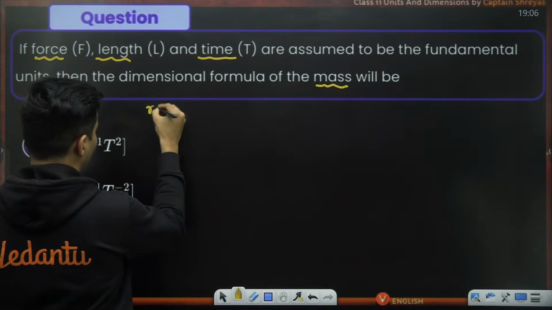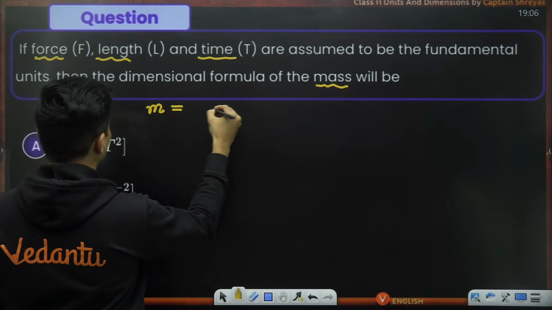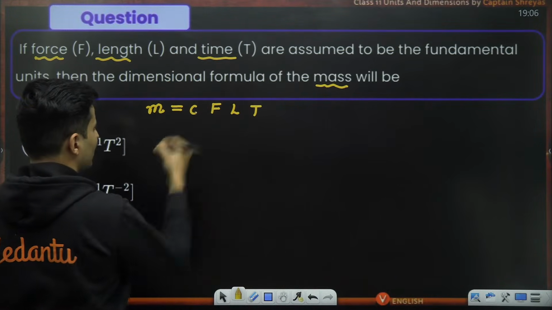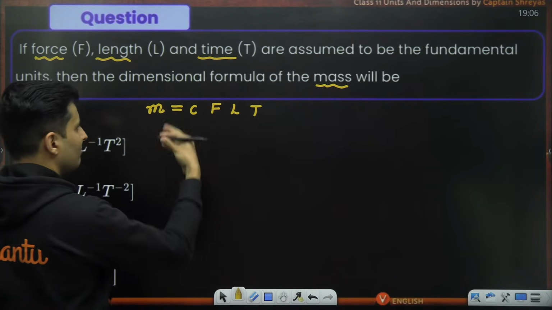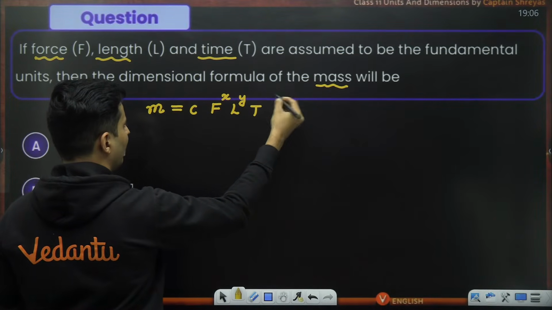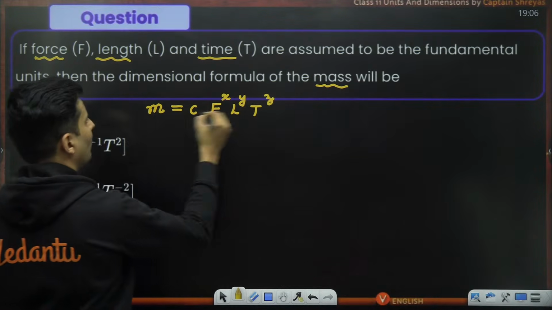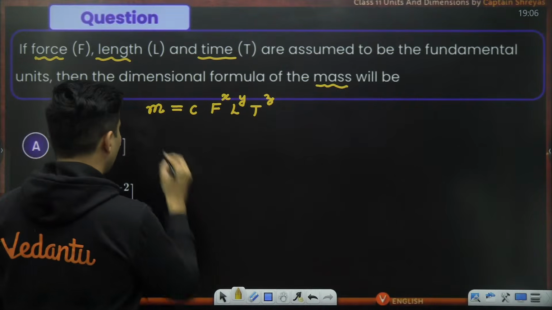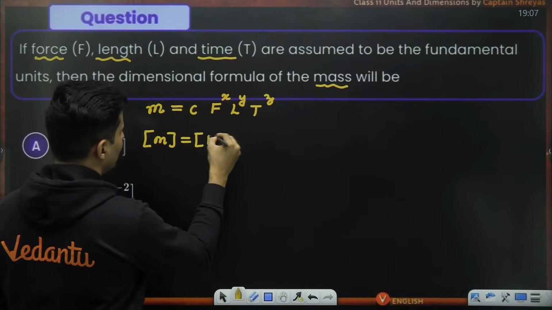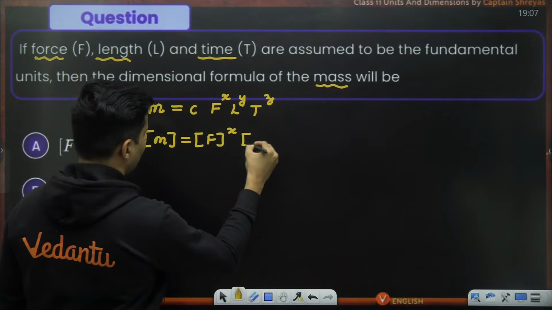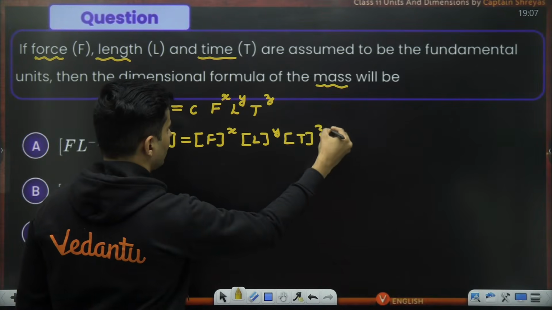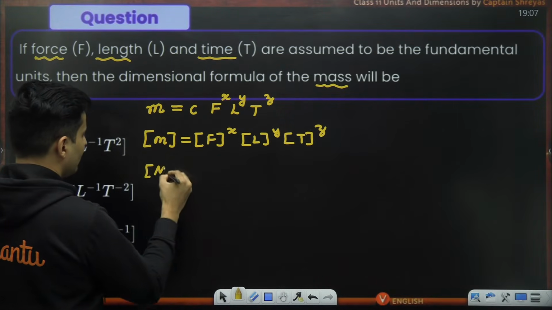So mass depends on force, length, and time. There is some constant of proportionality, just forget it. Force power, I don't know. Length power, I don't know. Time power, I don't know. So x, y, z. Dimensionally speaking, the dimensions of mass should be the dimension of force raised to x, dimension of length raised to y, and the dimension of time raised to z. Mass is just M raised to 1.